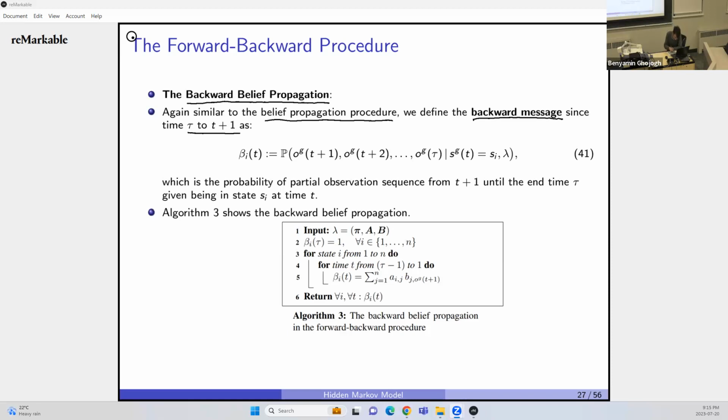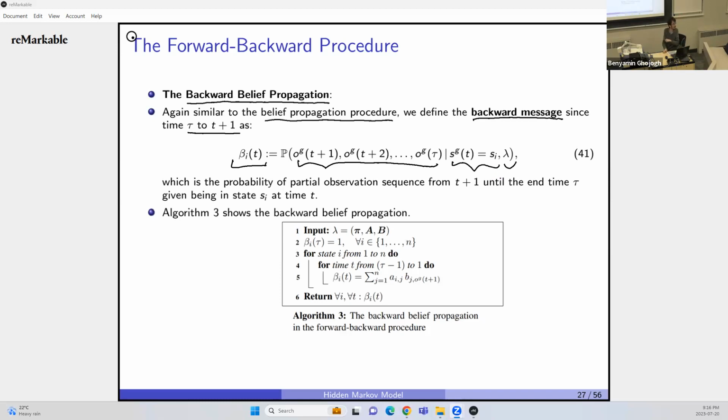What is it? We define beta i(t) as the backward message. It's the probability of these observations: observations t plus 1, t plus 2, until the end. In the forward message, I have the observations from the initial observation until t, but here I have observations from t plus 1 until the end, given that at time t, I am in state Si and lambda.